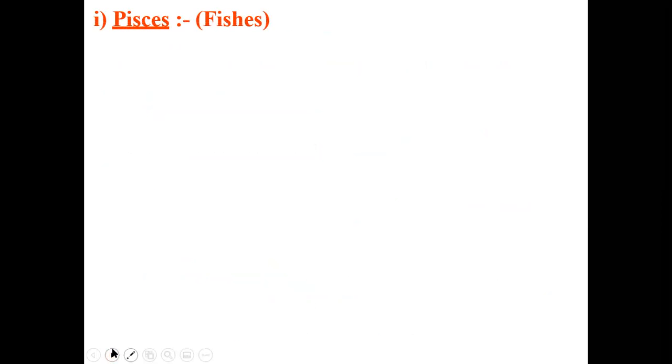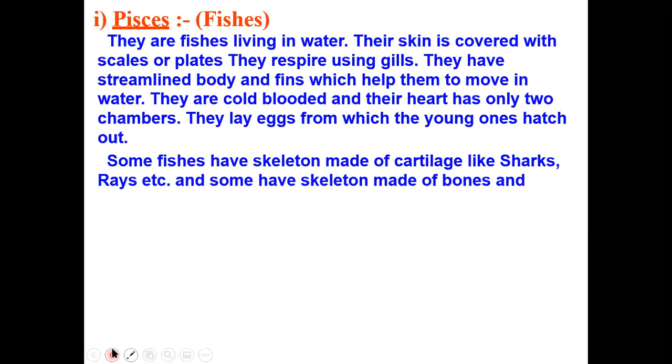First, we will discuss pisces. Pisces means fishes. They are fish living in water. Their skin is covered with scales or plates. They respire using a special organ, that is gills. They have a streamlined body and fins which help them to move in water. They are cold-blooded and their heart has only two chambers. They are egg-laying animals from which the young ones hatch out.